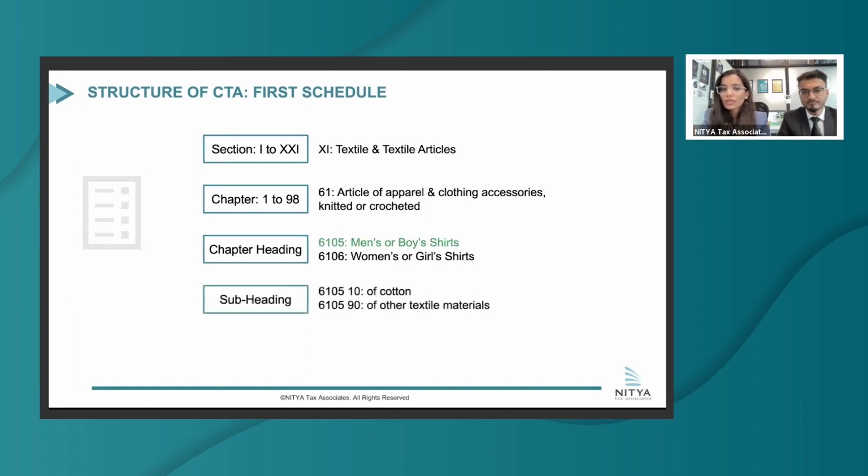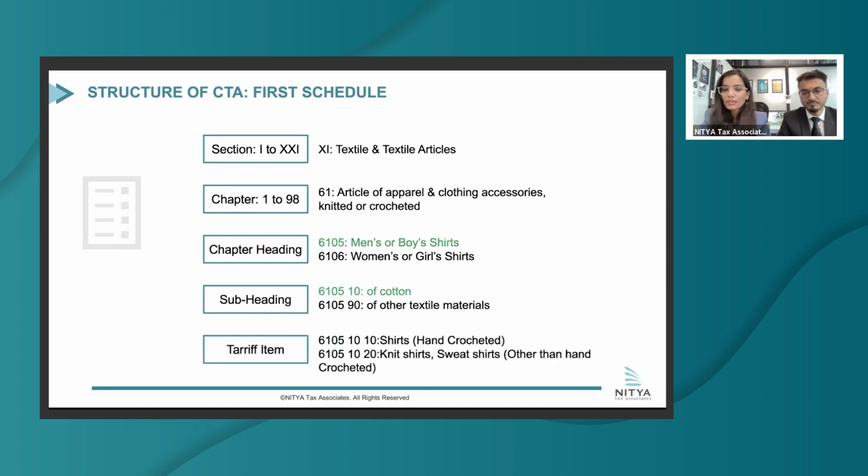Now we'll have to go to the subheading. So if our sweatshirt is of cotton, then it will get covered under 610510. And lastly, since it's a sweatshirt, the 8-digit tariff item would be 61051020. So this is the broad picture of how we classify a product. Firstly, we have to select the relevant section, then chapter, heading, then subheading, and then tariff item.